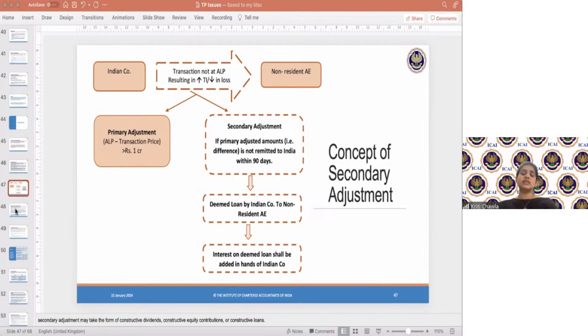I have some queries here that I want to answer. There is a difference between a tax adjustment and then getting that money back. Primary adjustment is more like an adjustment, and secondary adjustment is more like changing the books of accounts. That is basically the difference between primary and secondary adjustment.